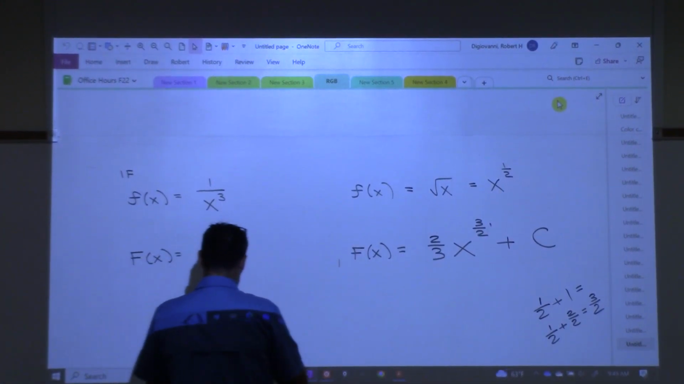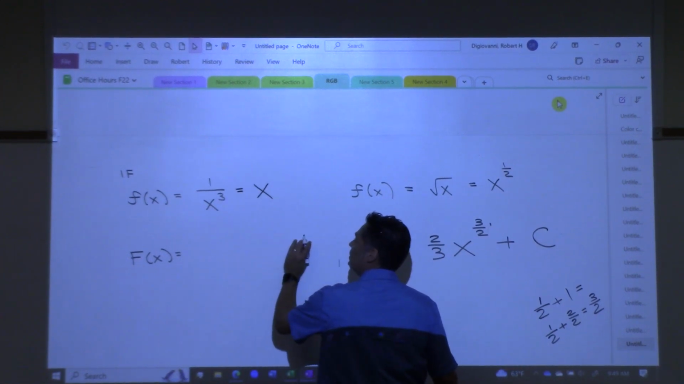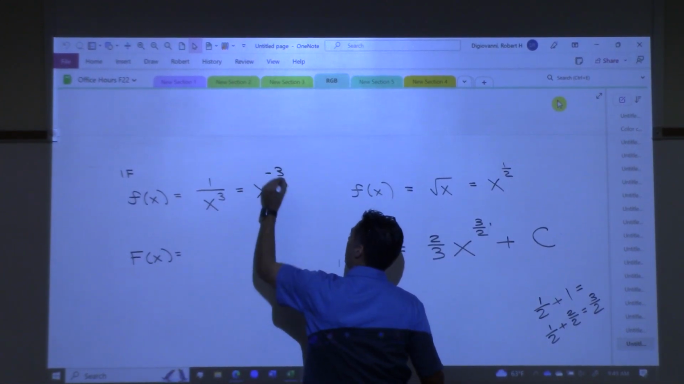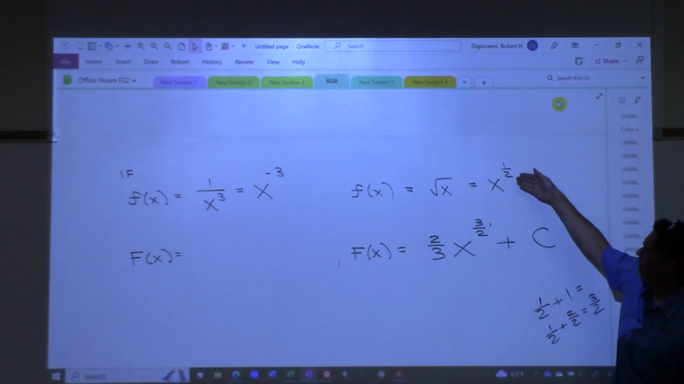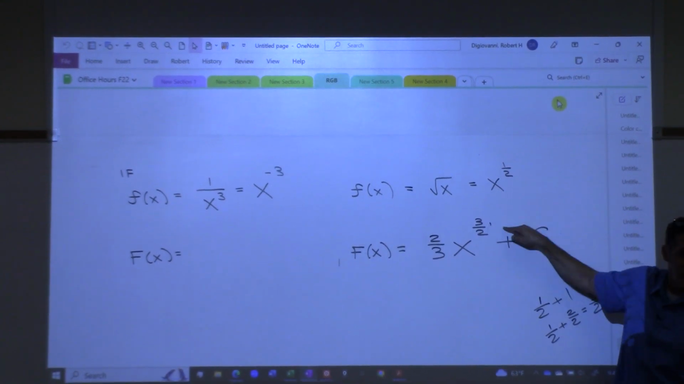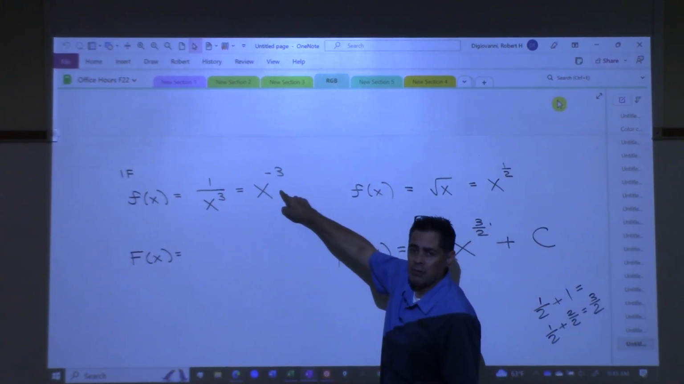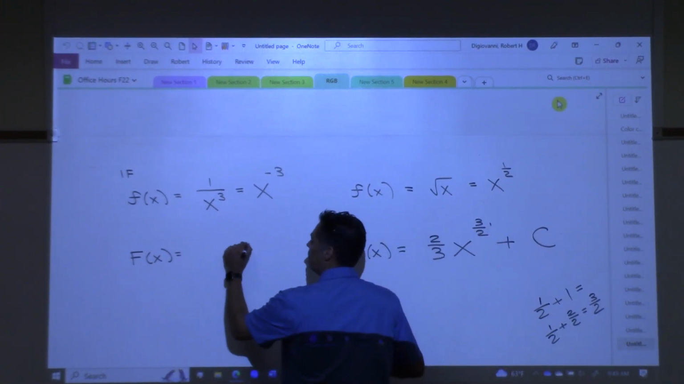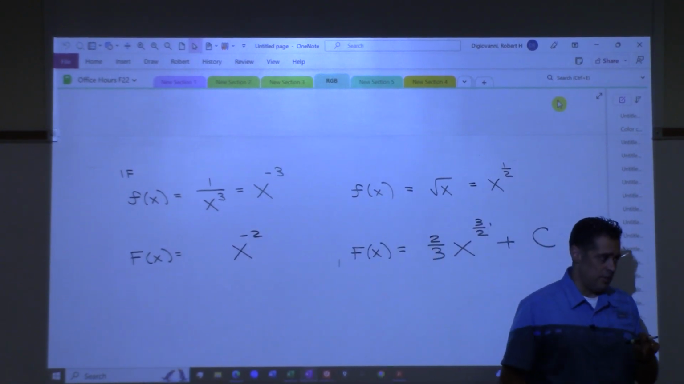So what we have to do instead is look at this as x to what power? Negative 3. Okay, let's follow the same format we had here, right? When we're going from here to here, what are we doing to the power? We're adding 1, right? We're adding 1. So what would happen if I add 1 to this power? Add 1. I get x to what power? Negative 2, right? Negative 3 plus 1 is negative 2.